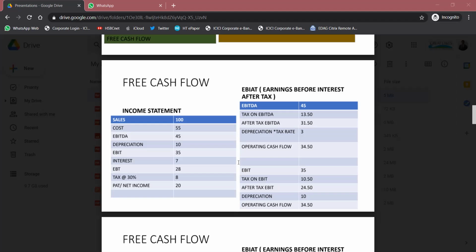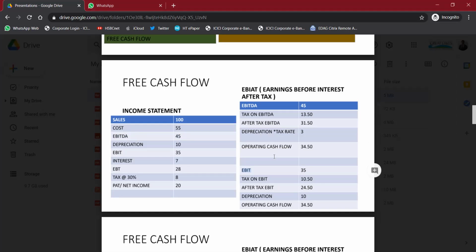The only difference is that in the left table you start with your sales and you get your EBITDA. In the right side table you start with your EBITDA, and then everything after this EBITDA part you do in this table as well. In the left table you are going from EBITDA to EBIT, and in the right table also you are going from your EBITDA to your EBIT.